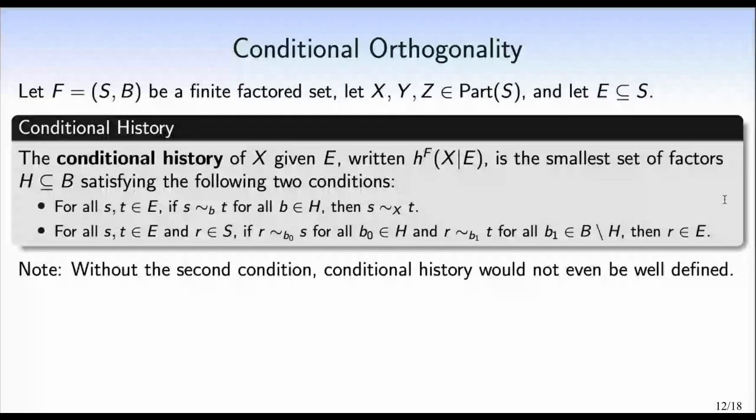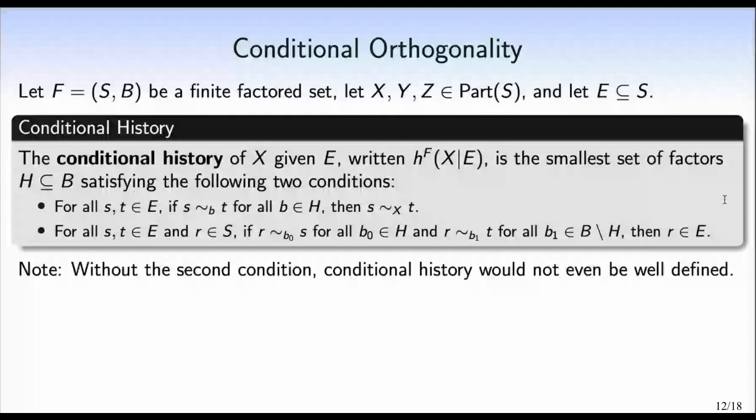I am not going to give intuition about why this needs to be part of the definition. I will say that without the second condition, if I just took the first condition, conditional history would not even be well defined because it wouldn't be closed under intersection. And so I wouldn't be able to take the smallest set of factors. When I say the smallest set of factors, I'm talking about the smallest set in the subset ordering. So I'm not going to really push the intuition of this definition and instead try to appeal to it using the consequences of this definition.